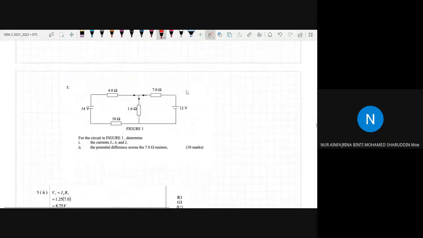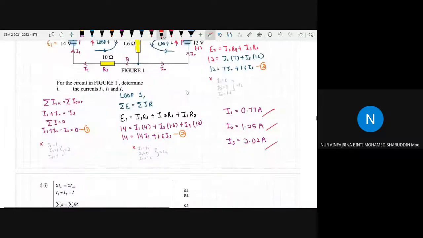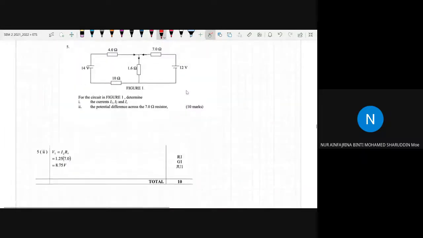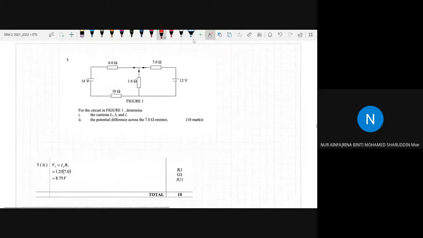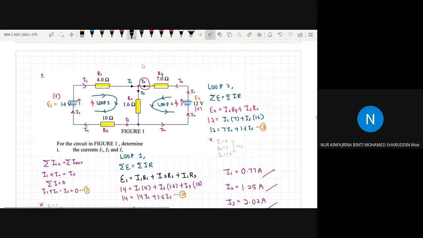So, sekarang kita tengok nombor 5.2. Dia minta potential difference across 7 ohm resistor. Miss buat kat sini. Dia sebenarnya minta potential difference dekat sini lah. Dia kan R4. So, dia minta V4 kita berapa. So, ini untuk soalan nombor 2.